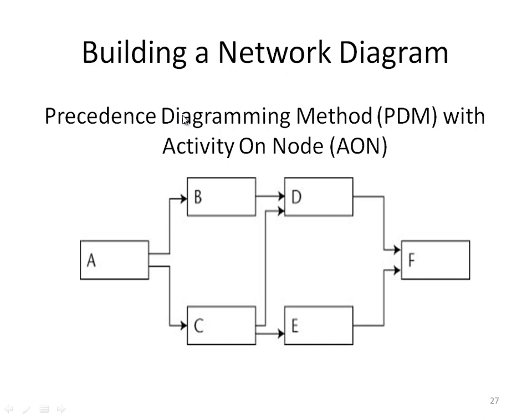The other diagram, or the new diagram, is called the precedence diagramming method, PDM, or activity on node diagram. In the activity on node diagram, as you can see here, the activities are written within the node. So it's not on the arrow, it's inside the node.